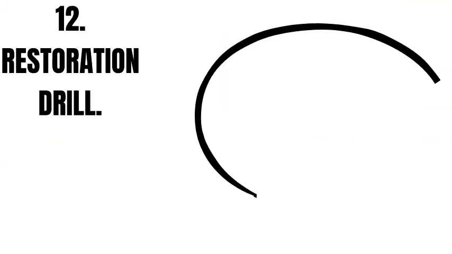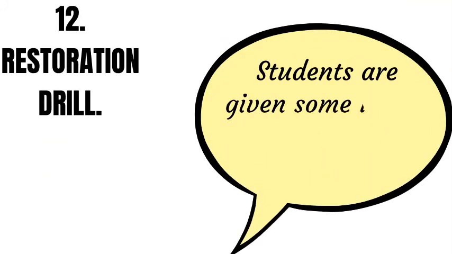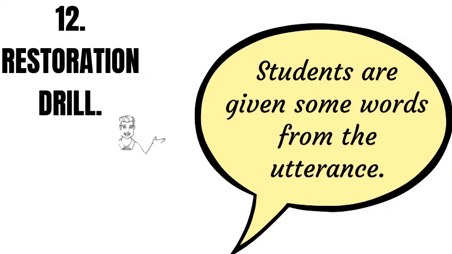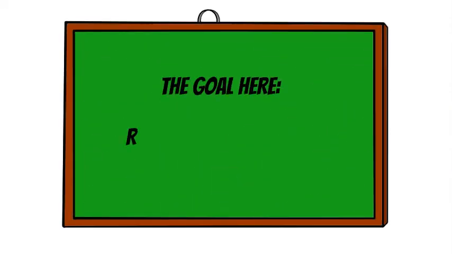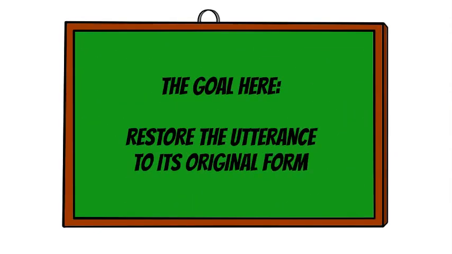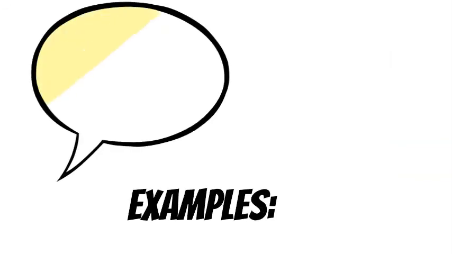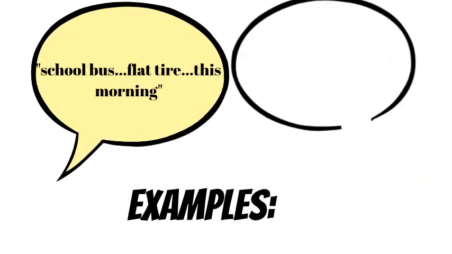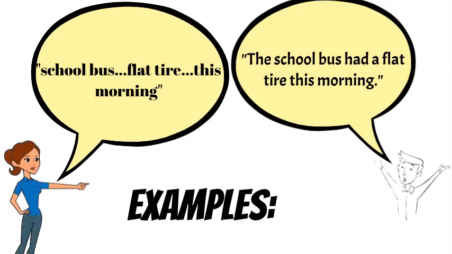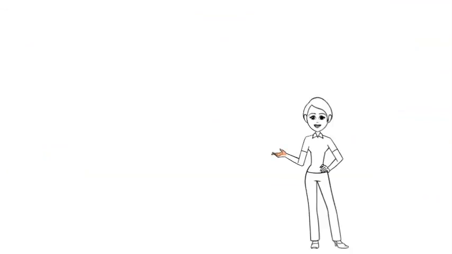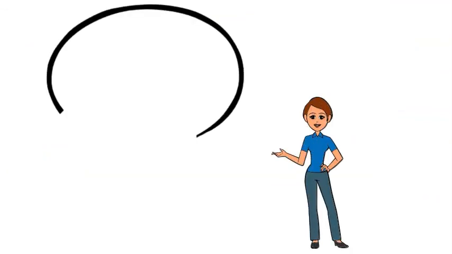And the last drill, number 12, restoration drill. The student is given a sequence of words from a sentence that still carries the basic meaning. He must restore the sentence to the original one. For example, school bus, flat tire, this morning. And the student says, the school bus had a flat tire this morning. And that is how you do drilling.